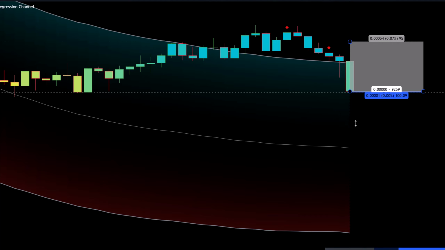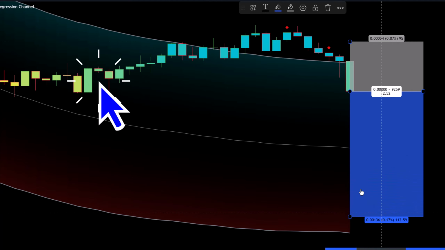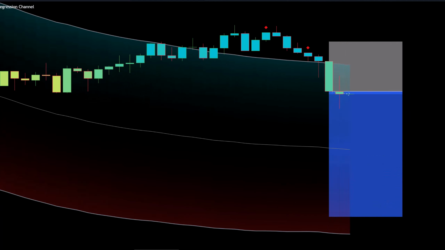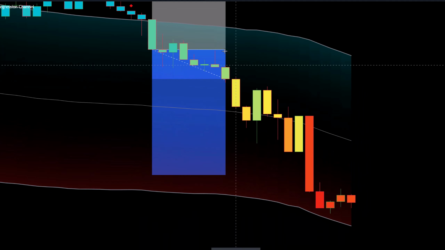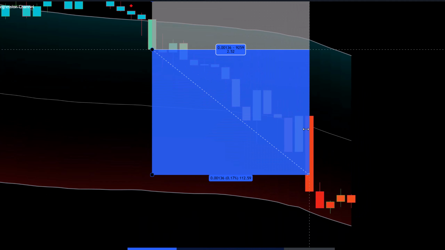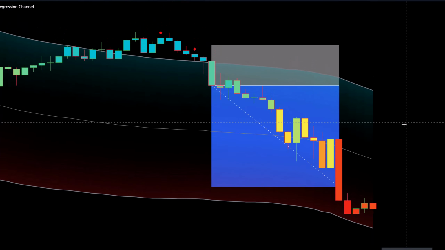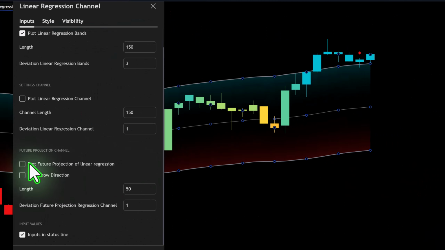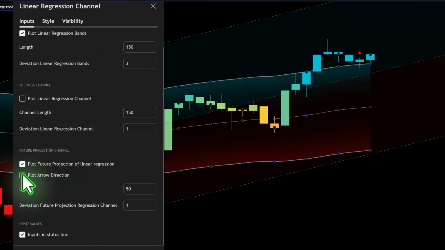To make these setups even clearer, you have to keep an eye on the color-coded candles. They work like a momentum heat map, helping you confirm whether the shift in direction is gaining strength. If you want an extra layer of insight, you can turn on the future projection channel and the directional arrows. These tools will give you a sneak peek into where price may be headed next, helping you better plan your targets or manage your stop losses with more confidence.